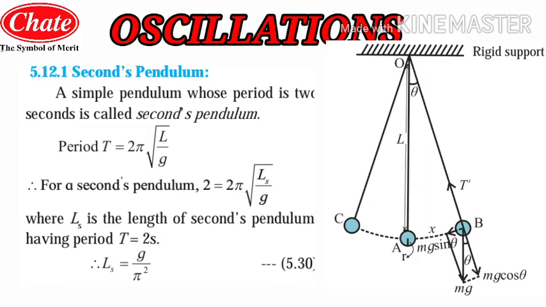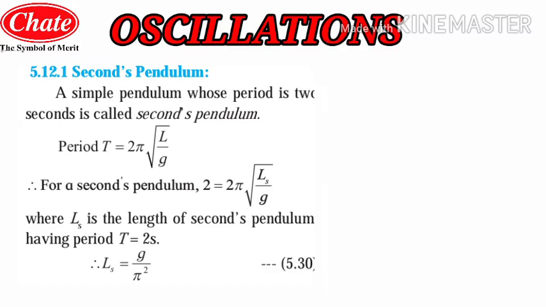So we can say that the period of a general pendulum is T is equal to 2 pi root of L by g. But for the seconds pendulum, the time period is 2, so 2 will be equal to 2 pi root of Ls by g. So Ls is nothing but the length of the seconds pendulum. Having period T equal to 2 seconds, the length of the seconds pendulum will be g upon pi square. So this is the length of the seconds pendulum that we have derived.